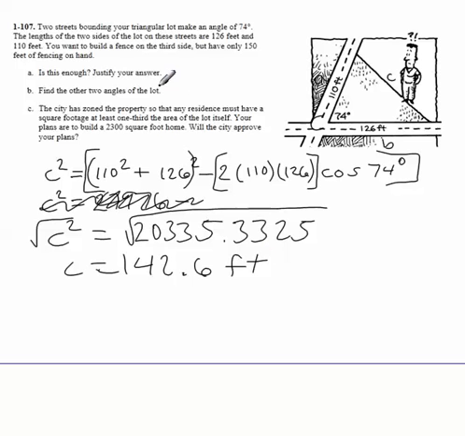Then it says to find the two other angles in the lot. This can be done by repeating the law of cosines or using the law of sines, which would actually be a little bit easier. So I'm going to leave it to you as part of your homework to finish doing that. Use the law of sines and find the other two angles. That means this angle here and this angle here. And then let's go ahead and skip part C. Let's just keep going.